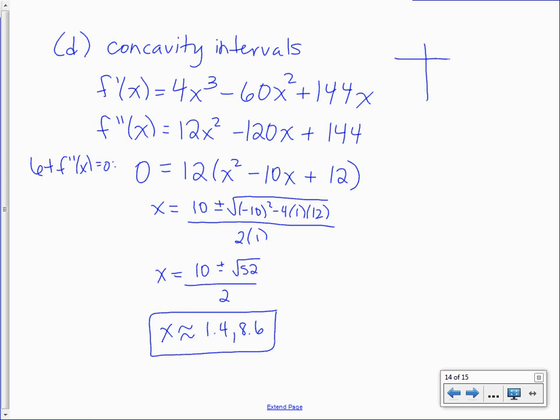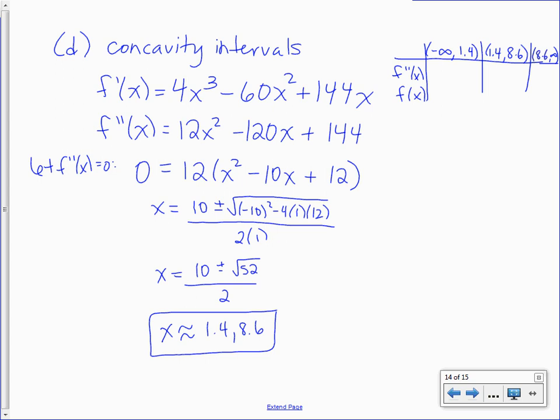So negative infinity to 1.4, 1.4 to 8.6, 8.6 to infinity. So pick a negative number and put it into here. This one is a little more annoying because it's not factored, but still doable. So if I pick a concrete number, -2.